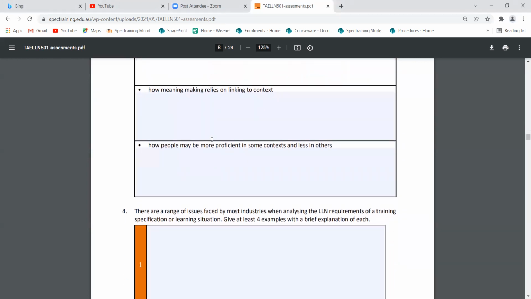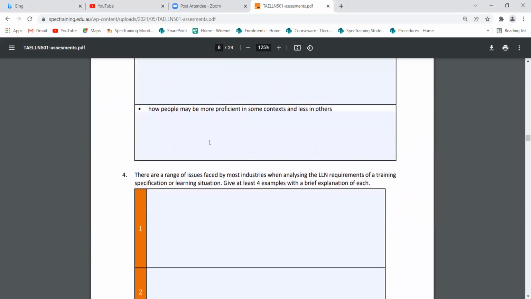All right, how meaning making relies on linking to context. If I was going to go to Google and research this one, I would probably type in context dependent language, or how does context shape language, or how does context create meaning in conversation. Those are the kinds of things that you could Google. Next, how people may be more proficient in some contexts and less in others. If you want to Google something, you could Google domain theory.